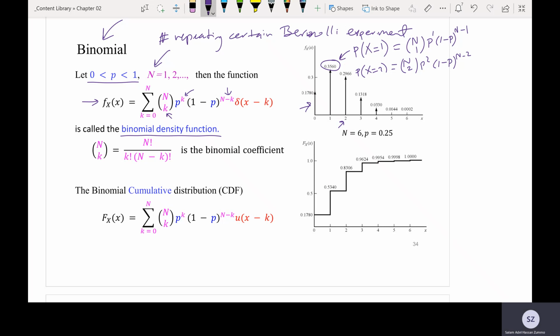Okay, remember n choose k. What did we call this? Combination. The number of combinations to choose k out of n, which is n factorial divided by k factorial multiplied by n minus k factorial. So basically, if you look at 6 here, it's the probability that x equals 6, which is found by the same n choose 6 and so on. Now, if you look at the cumulative distribution function, CDF, it will be the same as the PDF, but step functions.